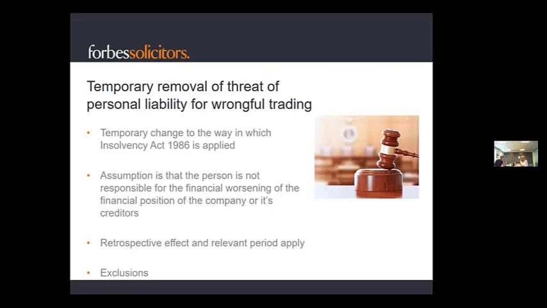So I think the hope here is that companies are more likely to trade through this period rather than seek to go insolvent to avoid this liability. It's important to note here that when the court is faced with any question of director's liability during this period, the assumption is that the person in question is not responsible for the worsening of the financial position of the company or its creditors.